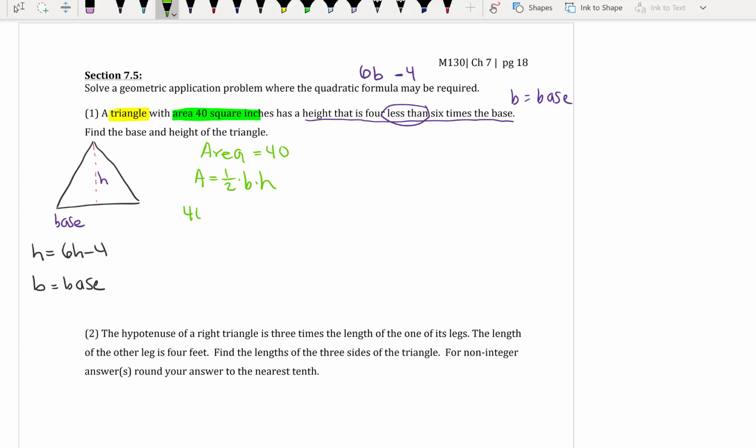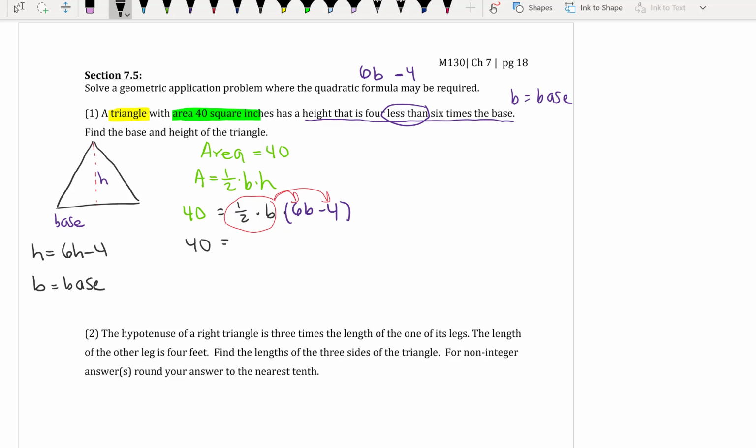So I have 40 for my area is equal to 1/2 times B for base, and my height that I'm plugging in is going to be that 6B minus 4. Now, a couple of things I can do. I can either distribute that 1/2, or I can multiply by 2. It's easy enough, I guess, to multiply by 1/2 since they're even numbers. So let's just go with that.